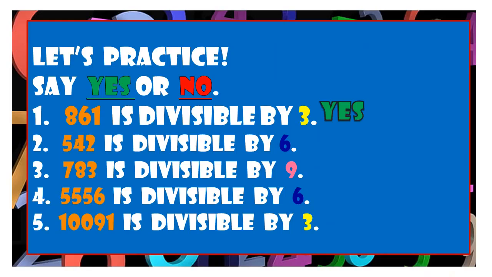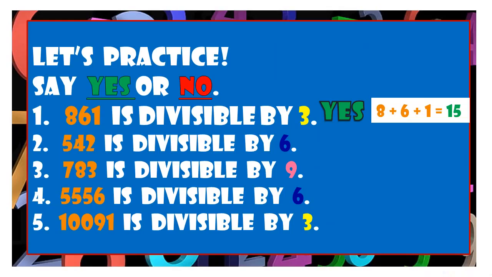The answer is yes. Why? So according to the rule, a number is divisible by 3 if the sum of the digits is divisible by 3. So let's add all its digits. 8 plus 6 plus 1. The sum is 15. Therefore, 861 is divisible by 3 because the sum of its digits is divisible by 3. How about number 2?